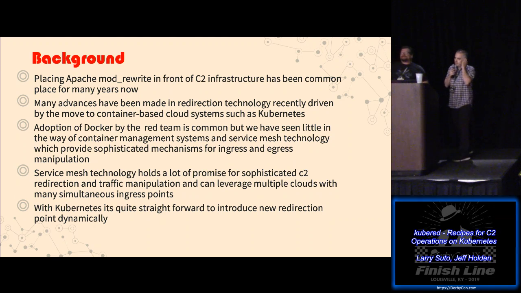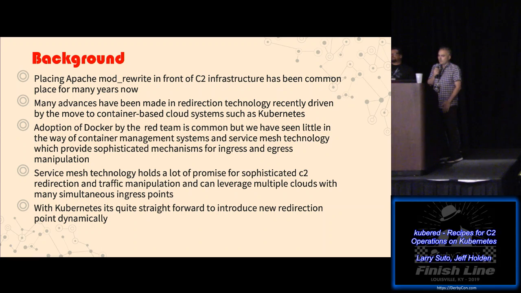Okay, so now we're going to get into the discussion of what you do once you have your infrastructure up. How do I get my C2 up and running? How do I get traffic into it? The background on that is, if you've done C2 infrastructure before, a lot of people use a redirector to a back end, and a lot of people use Apache mod_rewrite with rules to route traffic and to do filtering and rewriting.